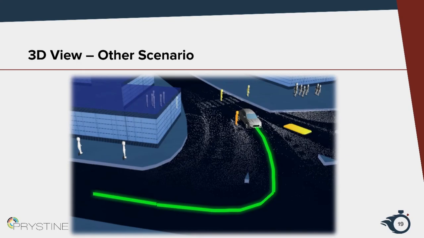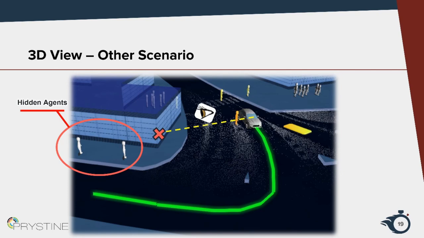Another scenario. We also render the path of our ego vehicle. For example, in this picture, we have another scenario. We show a situation where the driver doesn't have direct visibility of the pedestrian situated behind the building. But our 3D viewer, our 3D visualization, can inform the driver about the hidden pedestrian.